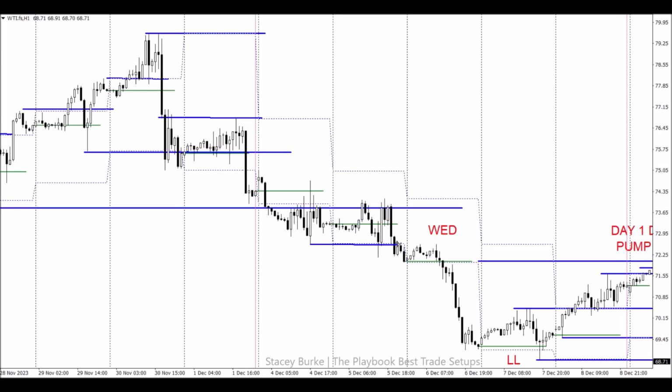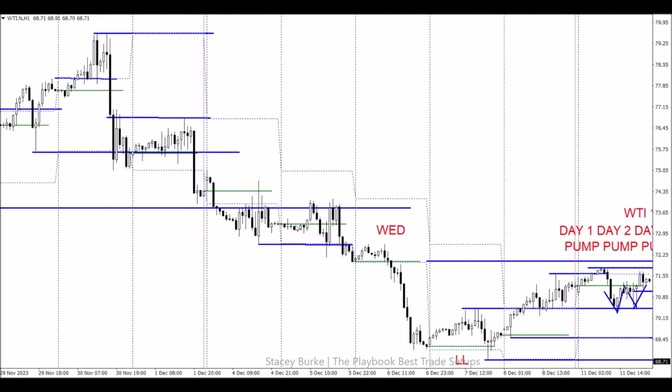Day 1, day 2, day 3 breakout traders in the market. Day 3, reset, new week. So traders are saying, what's day 4, day 5 breakouts? No, I just start the count again. Why? Because we broke out of the low of the week.